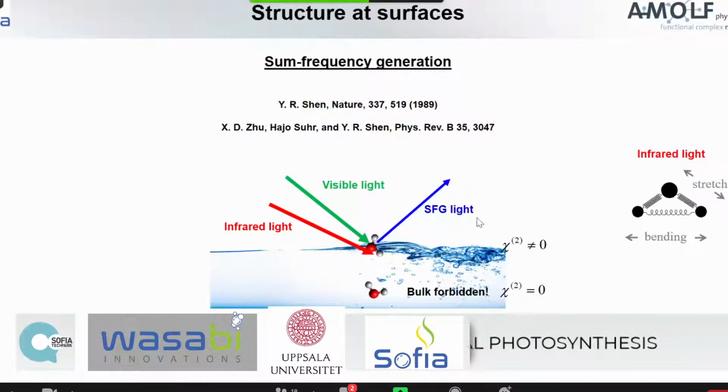So this SFG light will only be created at the interfaces. So whatever vibrations you do a resonance with are coming from the interface. This SFG light is not generated from the bulk. So whatever you get is surface-specific information.